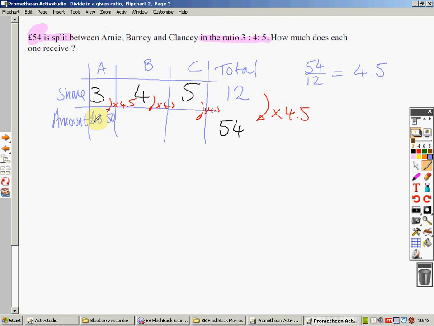4 times 4.5, £18. And 5 times 4.5 is 22.5, £22.50. There we go. If I add that up, yep, I'm there, £54. I know I've got the question right.